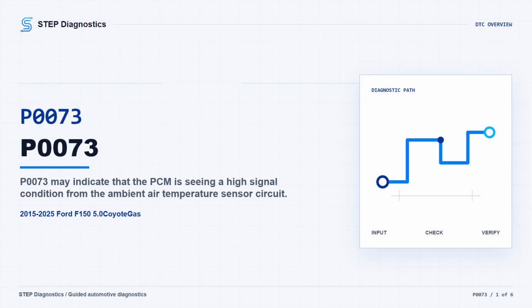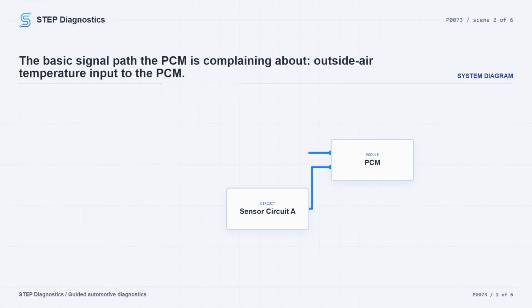On this 2015 through 2025 F150 with the 5.0 gas engine, P0073 may indicate that the PCM is seeing a high signal condition from the ambient air temperature sensor circuit. In plain language, the outside air temperature input may not look believable to the PCM. The truck may show an inaccurate outside temperature, and systems that use outside temperature information can sometimes behave differently.